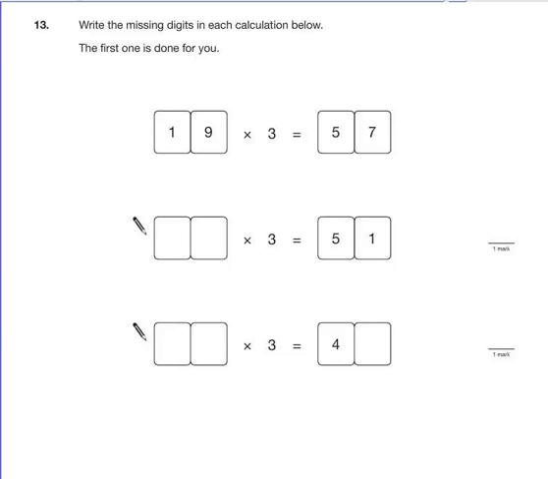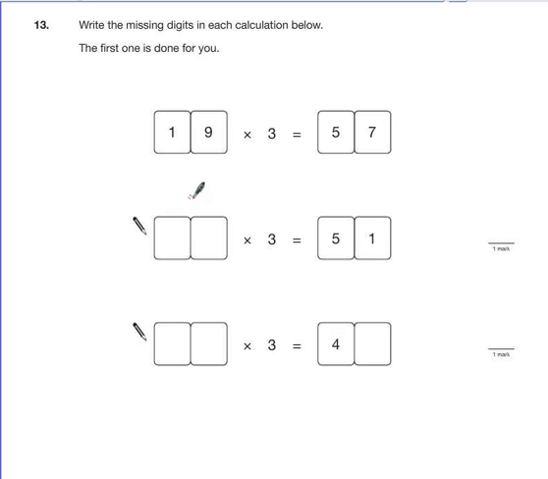Question 13. Write the missing digits in each calculation below. The first one is done for you. So 19 multiplied by 3 is 57. We can use this to help us with the following questions, or come up with our own methods that help us work out what the missing values are.